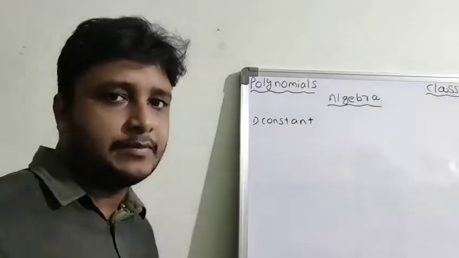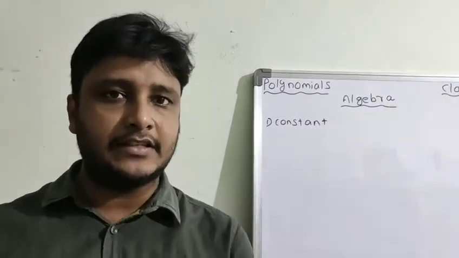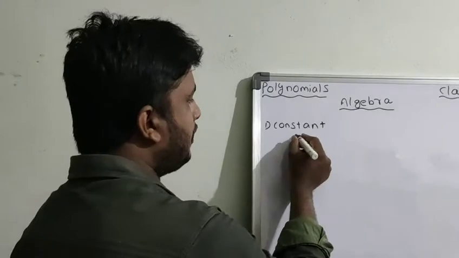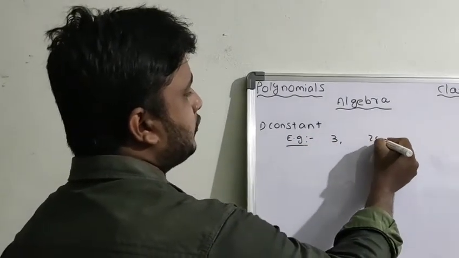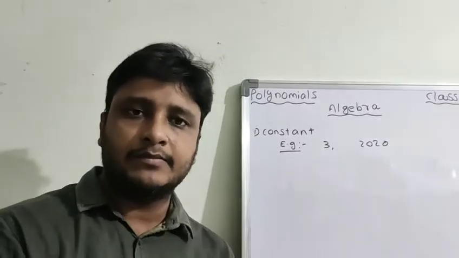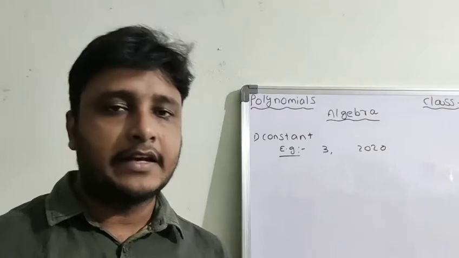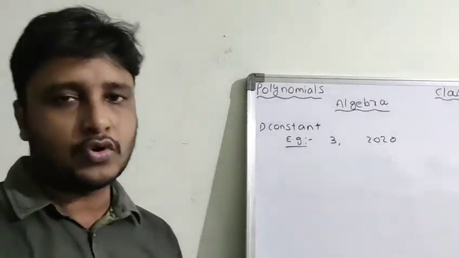A constant is a symbol which has a fixed value. Fixed value means we cannot change the value. For example, all numbers are called constants. For example 3, 2020, these are numbers. Is it possible to change the value of these numbers? No, it is not possible. They are fixed values. We cannot change these values, so they are called constants.